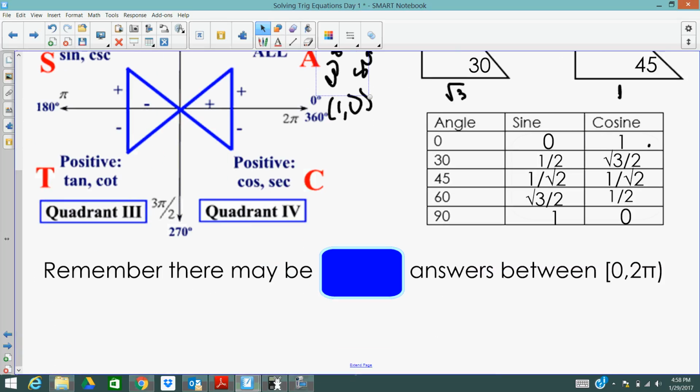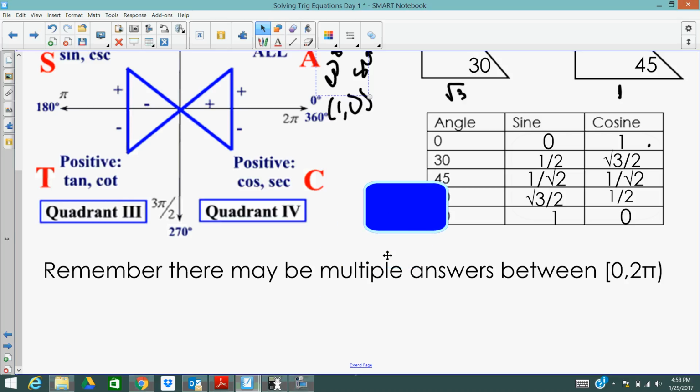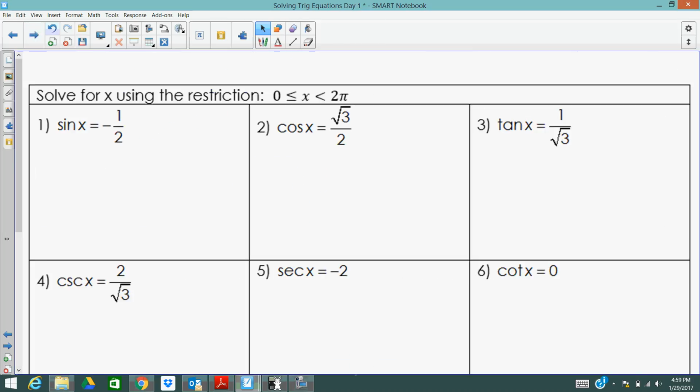Alright, now remember, because sine is positive in 2 quadrants, it means it's negative in 2 quadrants. Same thing for cosine, same thing for tangent. That means there may be multiple answers between 0 and 2 pi. So let's go ahead and actually do an example. Sine of x equals negative 1/2.